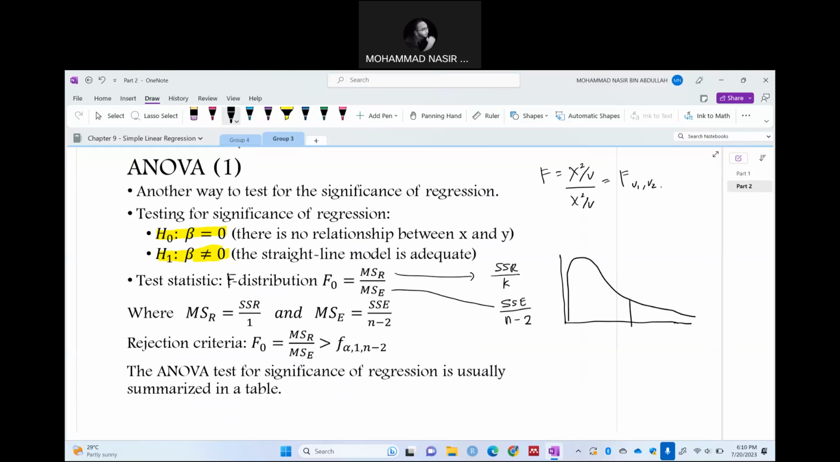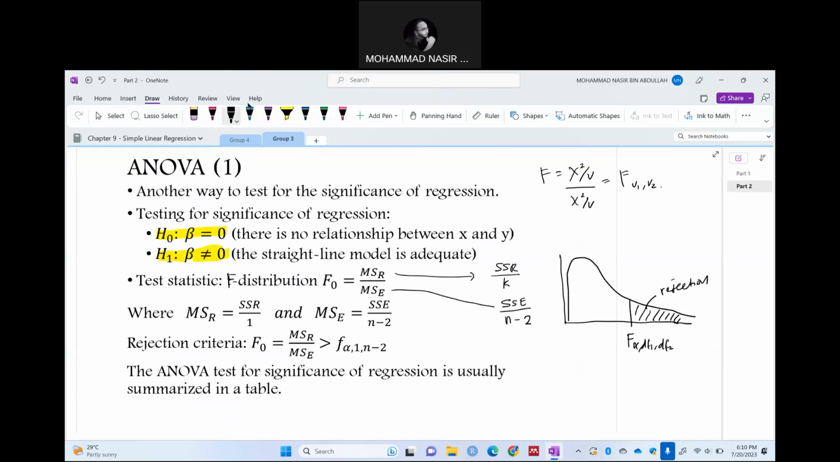So we need to find the critical region for this one. The critical value is F alpha, degree of freedom number 1, and degree of freedom number 2. This is the rejection area. If F calculated is more than F alpha with degree of freedom 1 and degree of freedom 2, that means F calculated lies inside the rejection area, and we reject the null hypothesis.